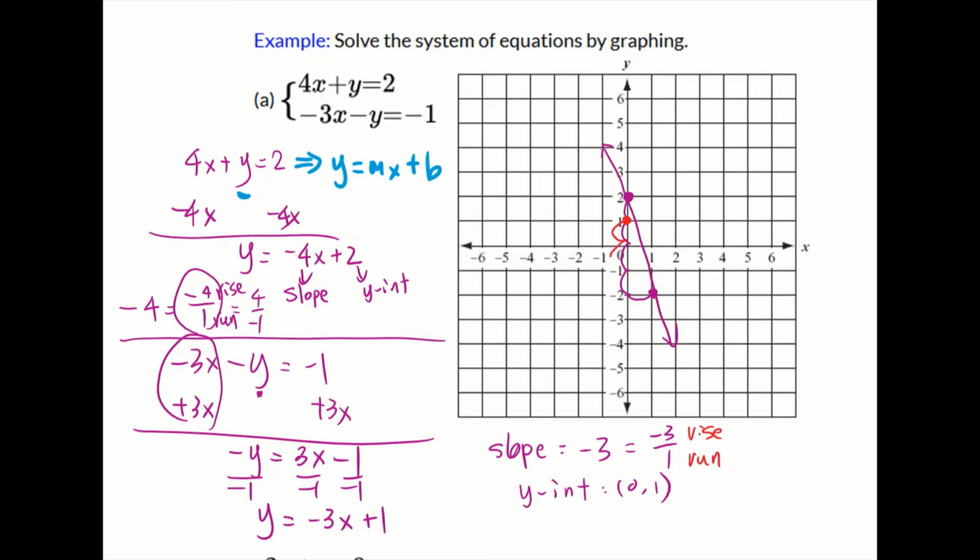So 1, 2, 3. Run is 1, so go to the right by 1. I've reached the same point here. I'll connect the two points, and the red line is the line of the second equation. And you can see from the graph that the two lines are intersecting at this point, (1, negative 2). And this (1, negative 2) is the solution to the system.